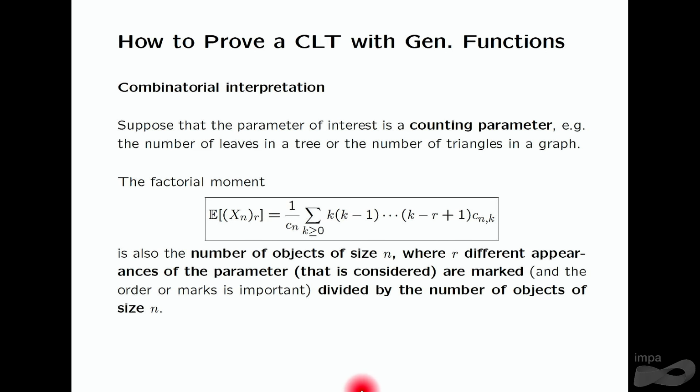This is the formula for the factorial moments, and you can rephrase it as the number of objects of size n where r different appearances of this parameter, for example r triangles, are marked, and then you divide by the total number of objects. So you mark r appearances of your parameter, count the number of objects with these marks, and divide by the total number of objects, and then you also get this factorial moment. So there is a combinatorial interpretation of that.